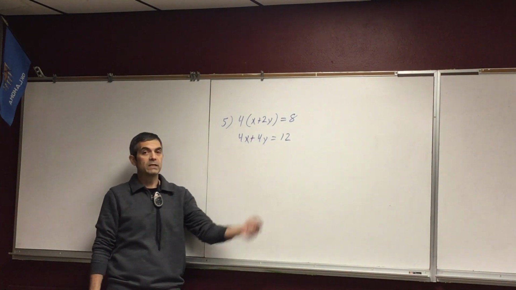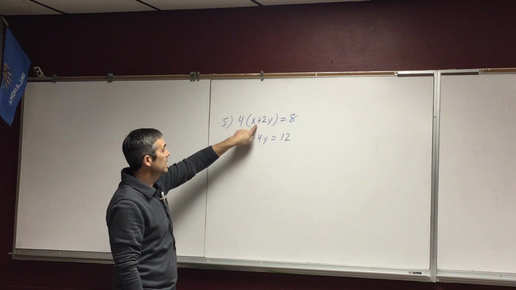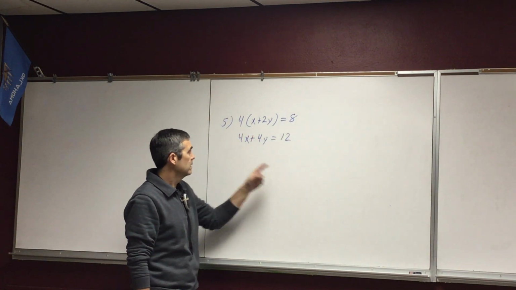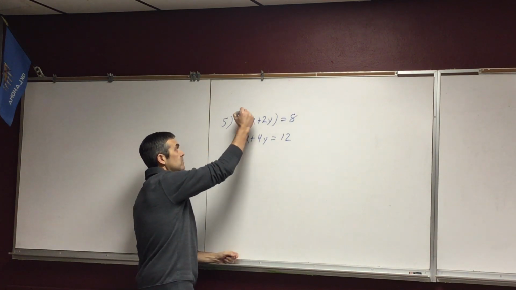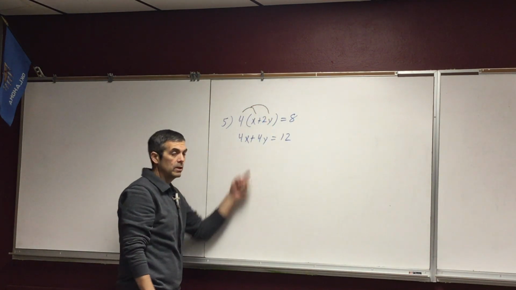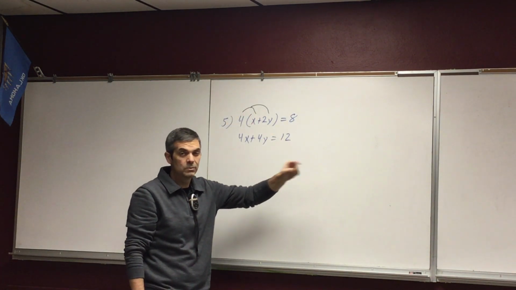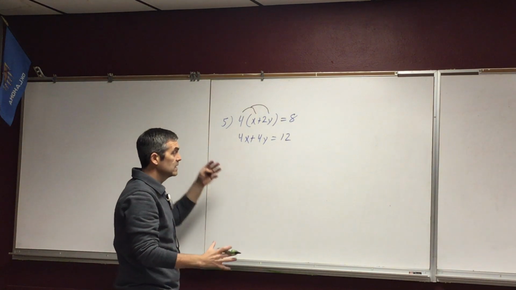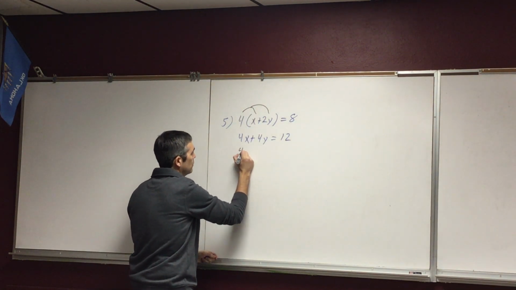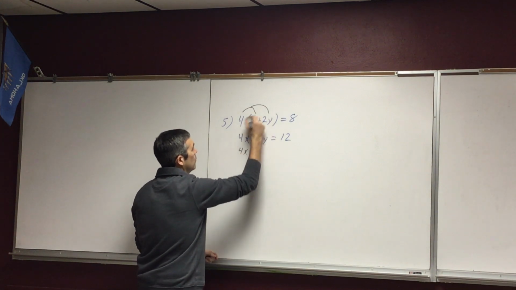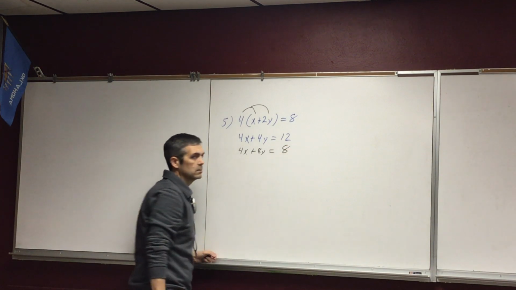Here, these aren't even really set up for us right now. So we got 4 times x plus 2y equals 8, and 4x plus 4y equals 12. You got to distribute this. You can't do the elimination here without distributing that through first. You got to get it set up in standard form so that you can actually eliminate these, right? So 4 times x gets us 4x. 4 times 2y gets us 8y equals 8.